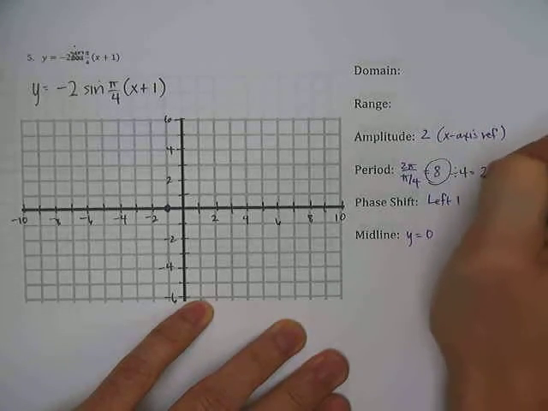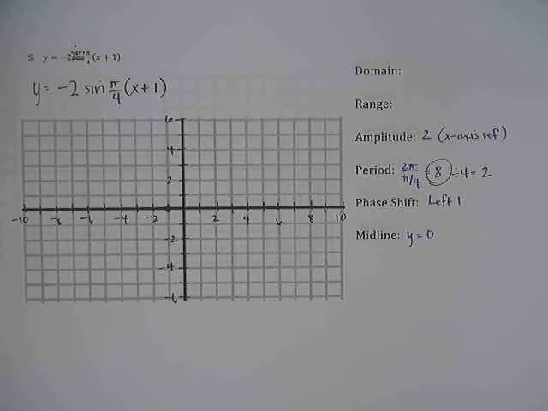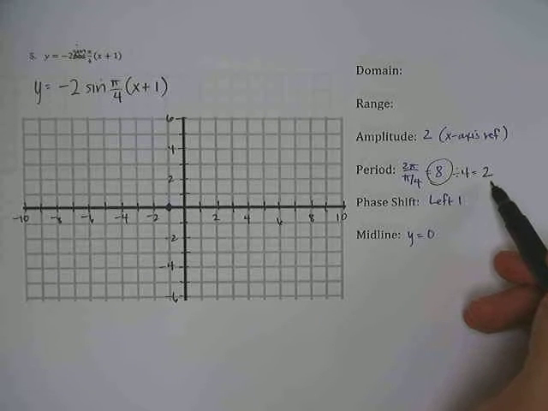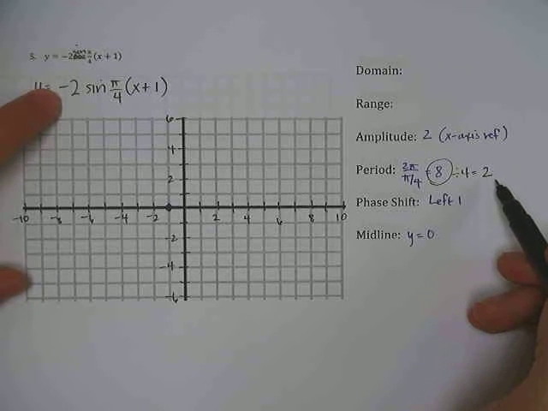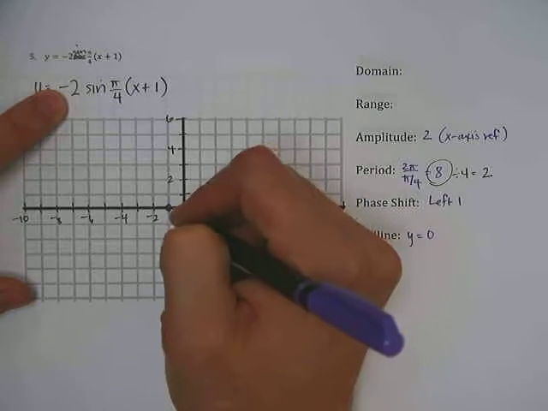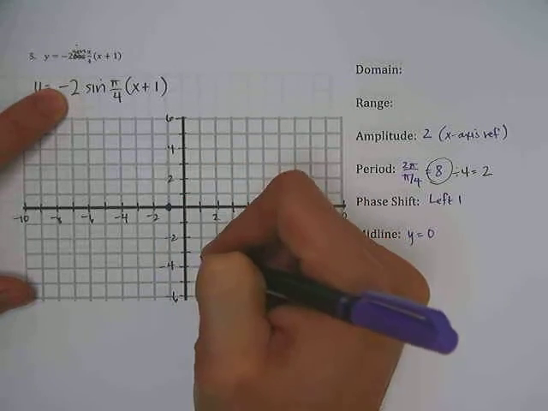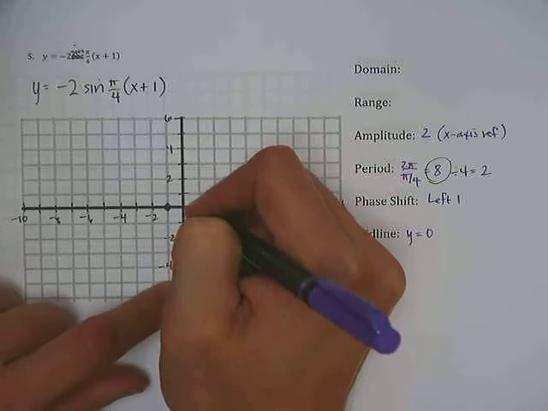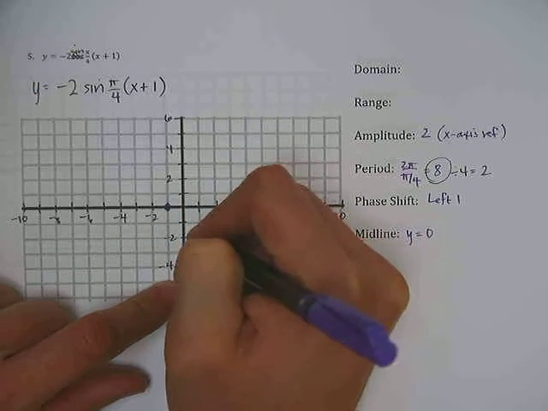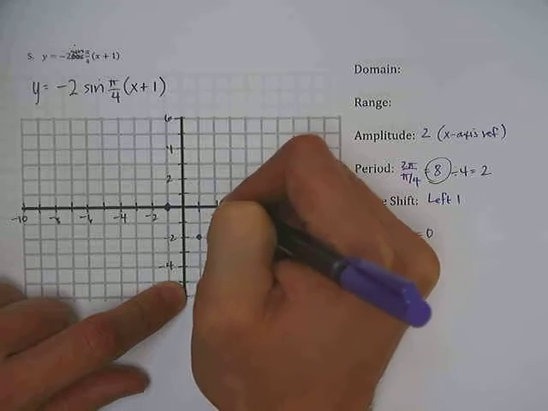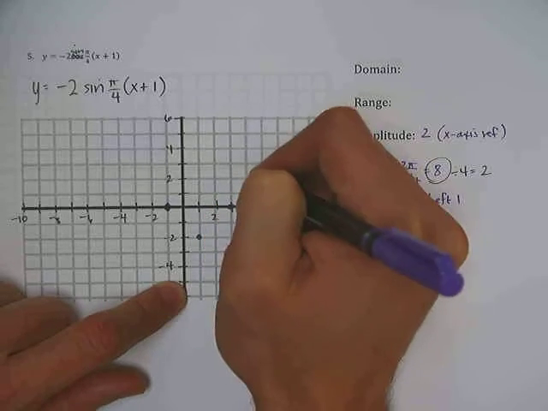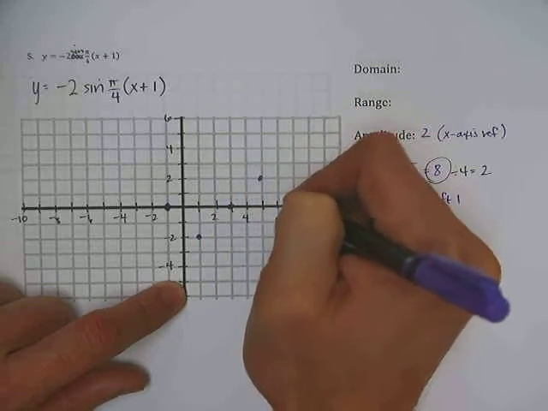So I need to figure out where my first point would be for my sine curve. Sine always starts on the midline, so we're going to start on the x-axis. We're going to start it to the left by 1 unit, so right here to the left by 1. If I want to figure out my spacing, I'm still taking my period and dividing it into 4 pieces, which means my main feature points are going to be every 2 units.